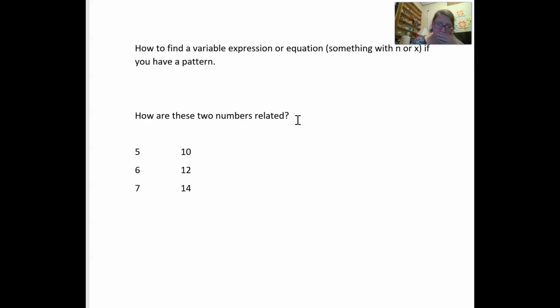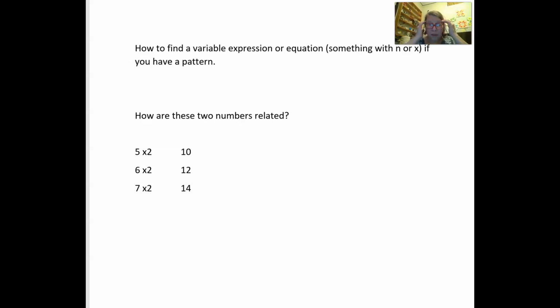So now you might think, okay, I could add 5 and I would get 10, right? Can I add 5 to 6? Because it has to be the same thing. No. 6 plus 5 is 11, not 12. What could I do that's the same every time to get that column there? I could times it by 2. So 5 times 2 gets me the 10. 6 times 2 would get me the 12. And 7 times 2 would get me 14.